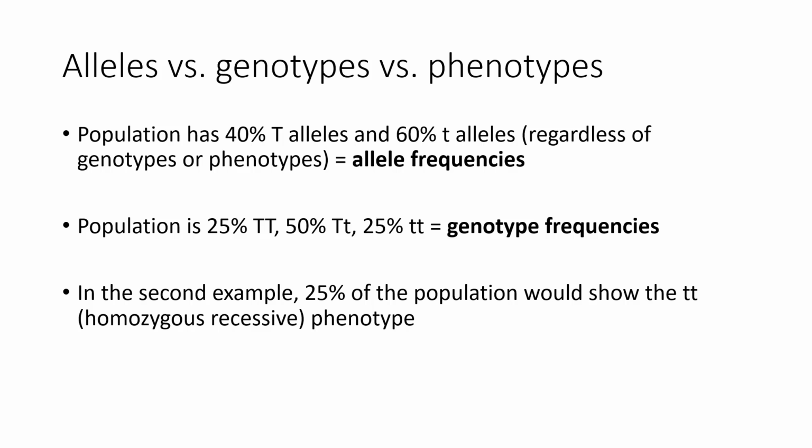A population, if it has 40% tall alleles, remember that tall plant, and 60% dwarf alleles, or that dwarf plant, regardless of the genotype or phenotype, these are the allele frequencies. The allele frequencies are 40% and 60%, or 4/10 and 6/10. The population, let's say it's 25% homozygous dominant, 50% heterozygous, and 25% homozygous recessive. Those would be the genotype frequencies. In the second example, 25% of the population will actually show the phenotype of homozygous recessive or dwarf plant. So we're going to be looking at that phenotype to know what the genotype for the homozygous recessive is.